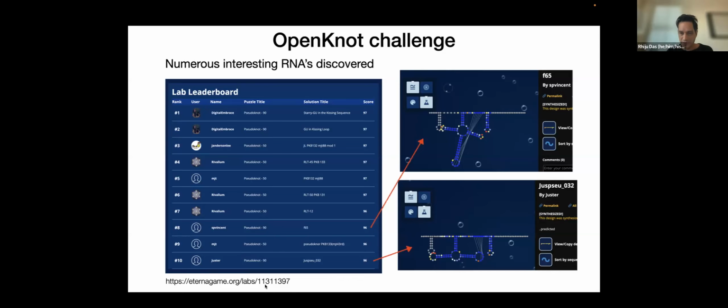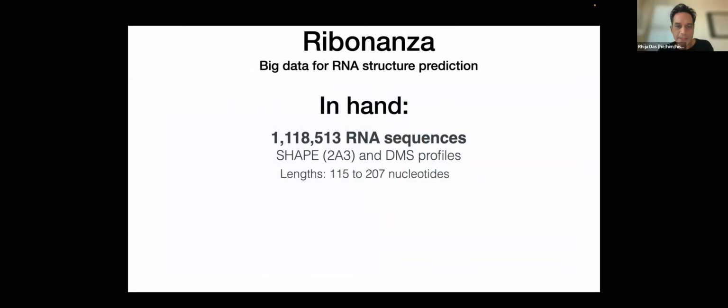And if you'd like to peruse these, here's a link at the bottom of the game, or if you just Google Open Knot Challenge, you'll get examples of what these sequences and some of these data look like. And so we have so much data here.